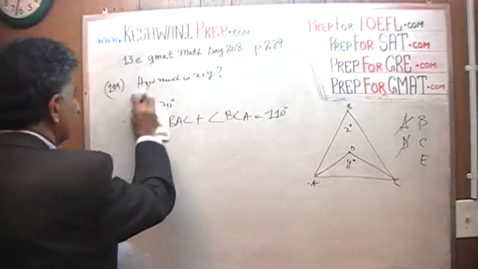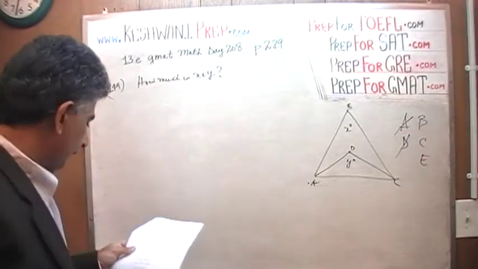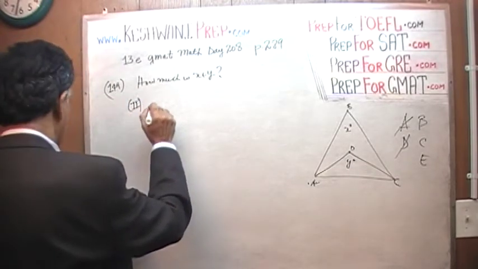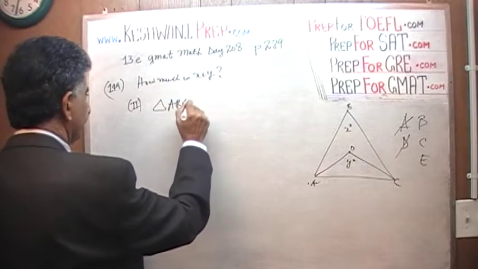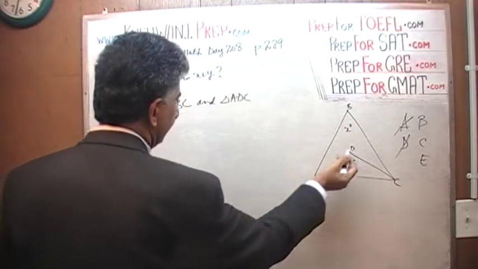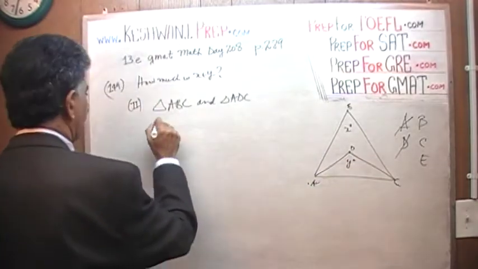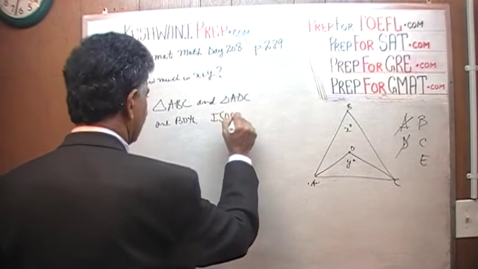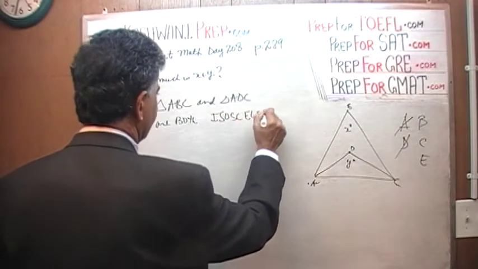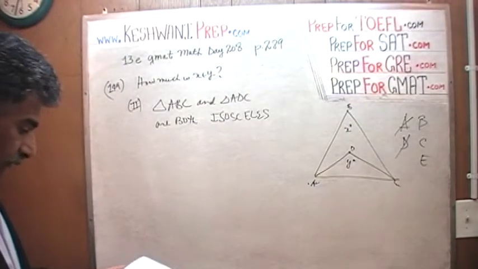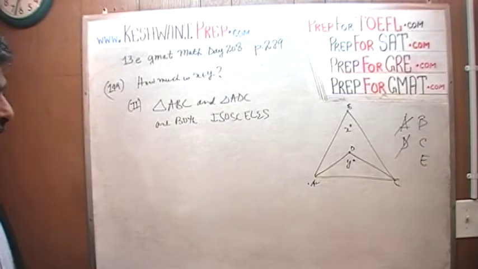Let's find out. In the second statement, they tell us that the triangle ABC and the triangle ADC, the inside one, are both isosceles. They are both isosceles. So now, by itself, it really doesn't tell you anything at all about x and y. Nothing at all, absolutely nothing at all.